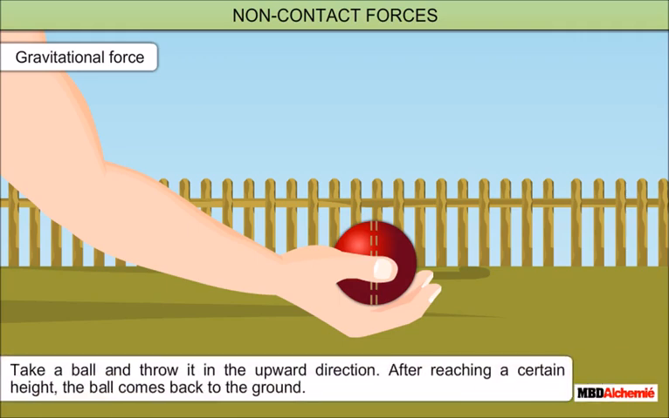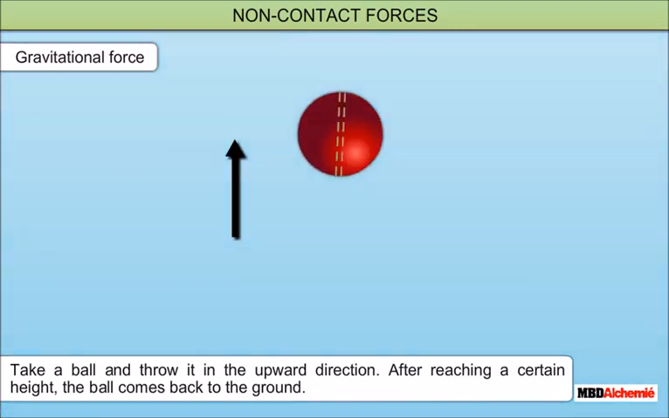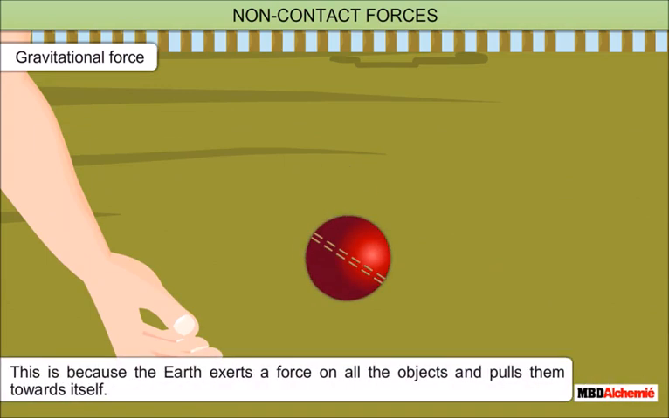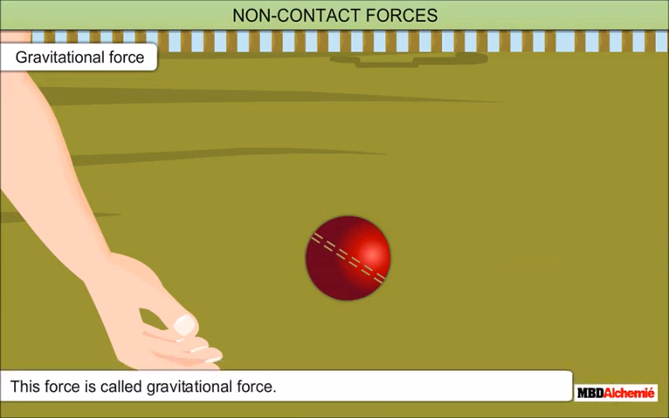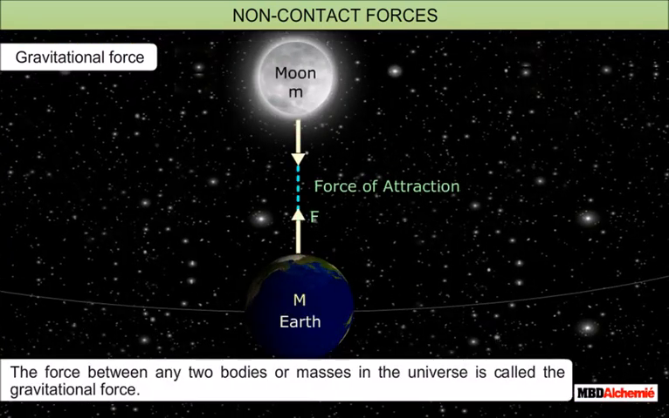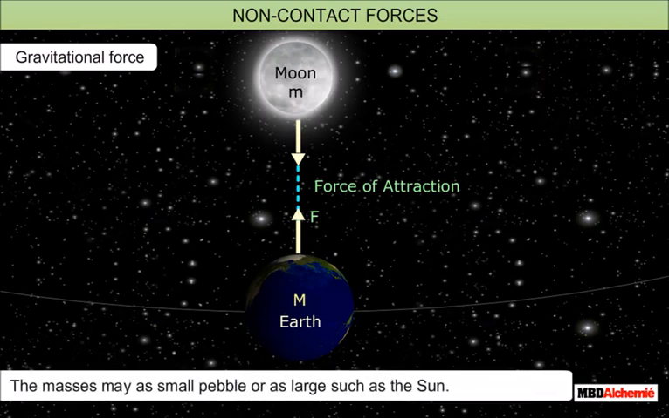Gravitational force. Take a ball and throw it in the upward direction. After reaching a certain height, the ball comes back to the ground. This is because the earth exerts a force on all the objects and pulls them towards itself. This force is called gravitational force. The force between any two bodies or masses in the universe is called the gravitational force. The masses may be as small as a pebble or as large as the sun.